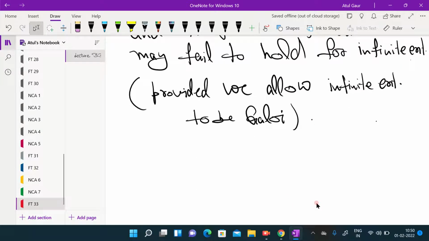ठीक है, is that fine? कुछ डाउट हो तो पूछो. Anything? Okay, so this completes the section 7.6. I'm going to start the section 7.7.